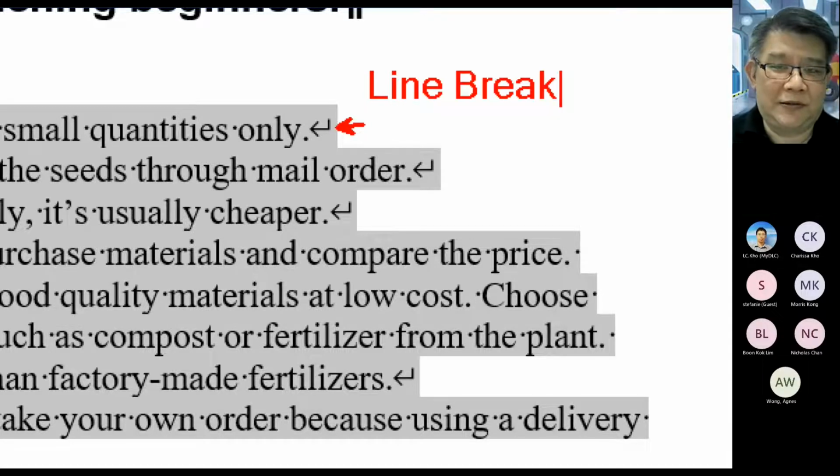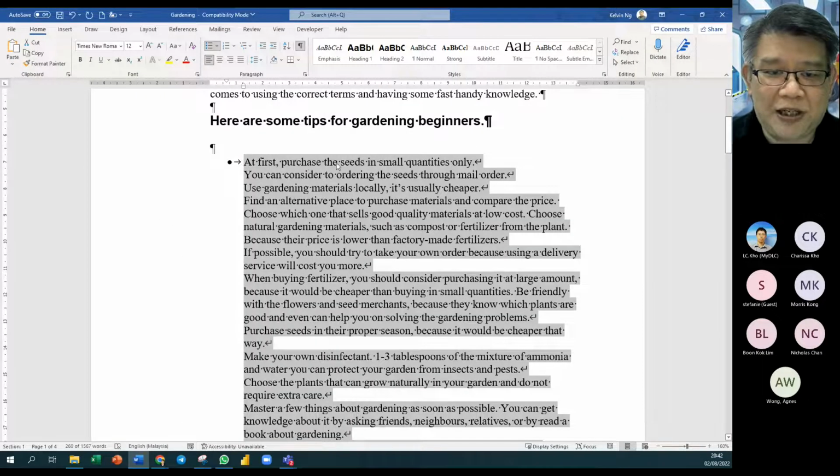Line break marker. Okay, line break, which means they still belong to the same paragraph, but they start in a new line. That's why they call it the line break marker. So you notice at first, purchase the seeds in small quantity. Then there is the line break, which means this person doesn't want to continue typing. He wants to start the next line below. You want to start the next paragraph below the first paragraph. However, they use the wrong symbol.